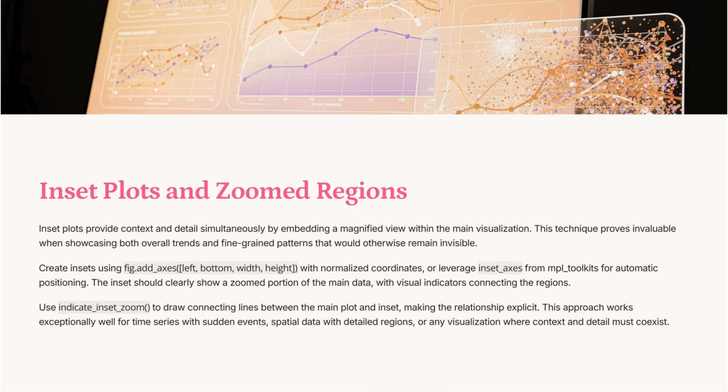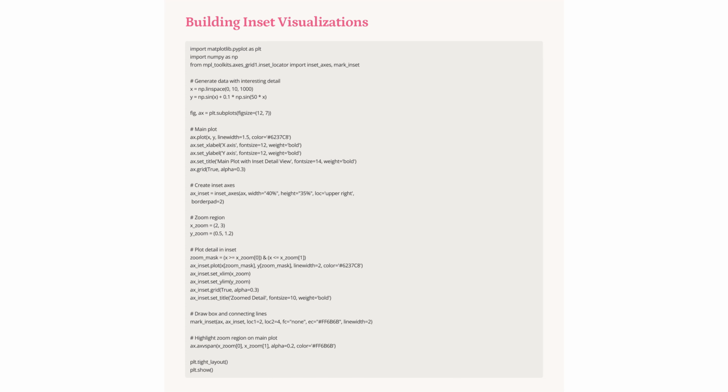Inset plots enhance visualizations by embedding a magnified view within the main plot, revealing hidden details. Use fig.add_axes or inset_axes for positioning. Clearly connect the inset to the main plot with indicate_inset_zoom, ideal for time series or spatial data, ensuring both context and detail are visible. Utilize inset plots to highlight detailed data within a broader context.